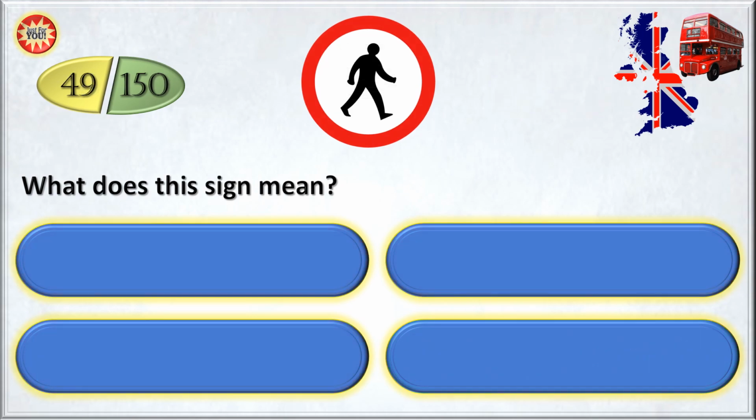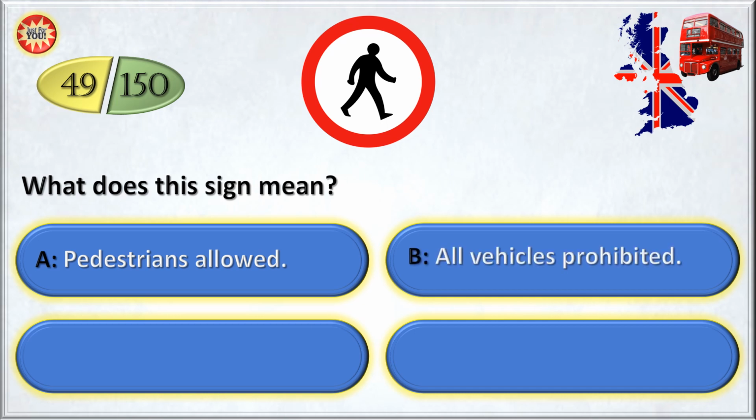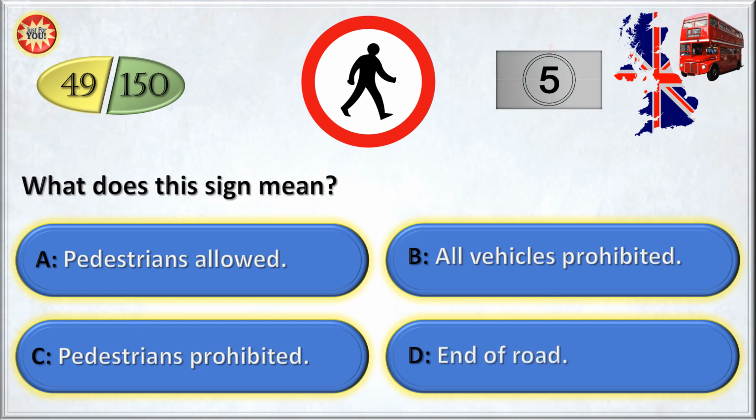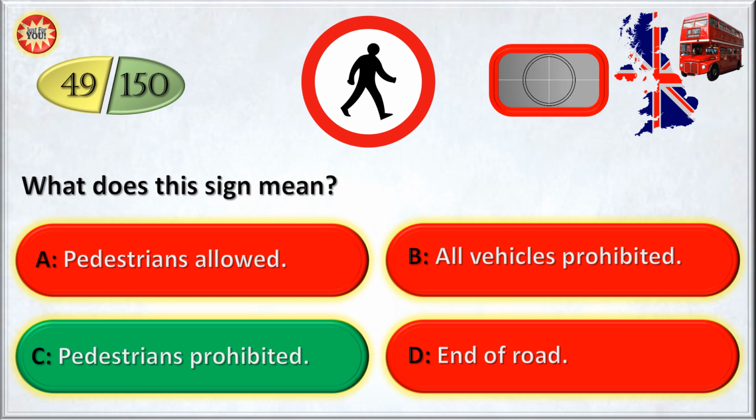What does this sign mean? Pedestrians allowed. All vehicles prohibited. Pedestrians prohibited. End of road. Pedestrians prohibited.